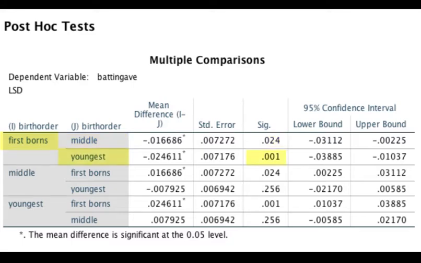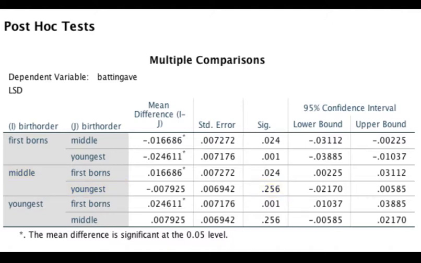Firstborns versus youngest is p equals 0.001. That's also statistically significant. Then we would skip the next one because it's a repeat and look at middle versus youngest and find our p-value of 0.256, which is not statistically significant.